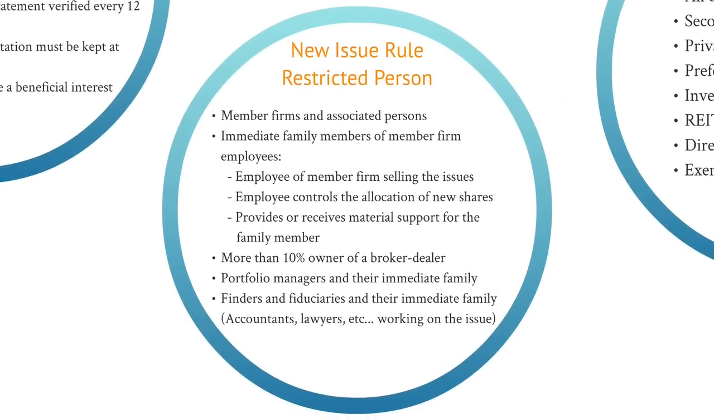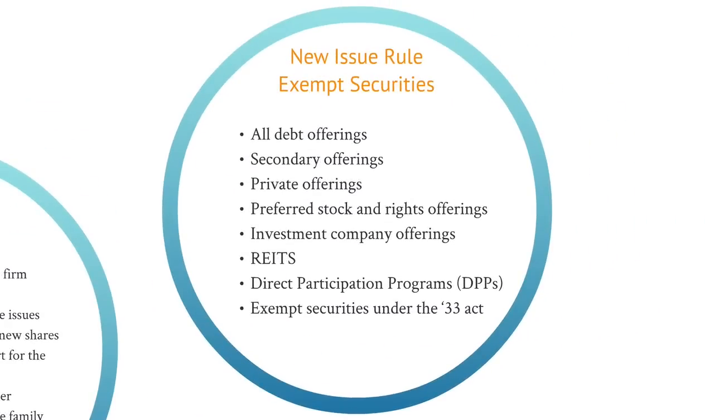A restricted person is defined under the new issue rule as really anybody associated with the equity issuance, including members of their immediate family as well. This can be the accountants, lawyers working to advise on it, anybody that's part of the member broker-dealer or investment banks, and members of their family as well, and including anybody that has a 10% or greater ownership of a broker-dealer is automatically a restricted person. So we can remember this as being all the associated people with the issuance, as well as 10% owners of broker-dealers. One other thing with new issue rules is that it exempts all debt offerings, secondary offerings, private offerings. We're just mainly focused here on new equity issuances.